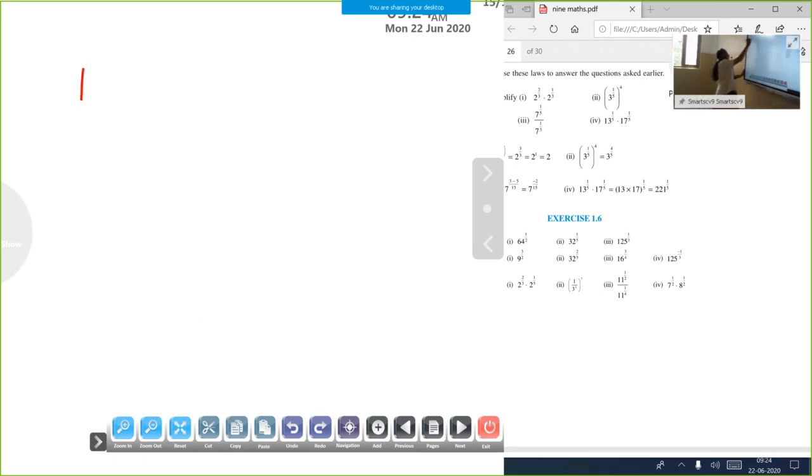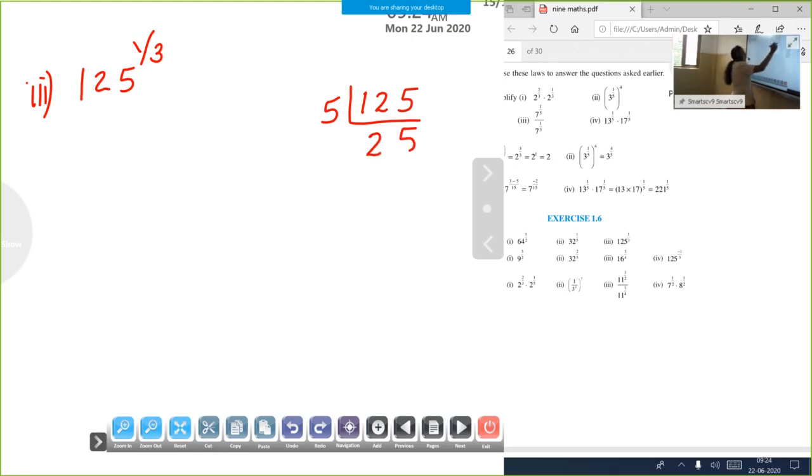125 raised to 1 by 3. Your third question, third part, 125, the all raised to 1 by 3. Same way, you factorize 125. 125 is not an even number. The last place is 5, so we can divide with 5. 125 by 5. When you divide it, what is our answer? 25. Again, we can divide with 5. 25 by 5 is again 5. 5 by 5 is 1.